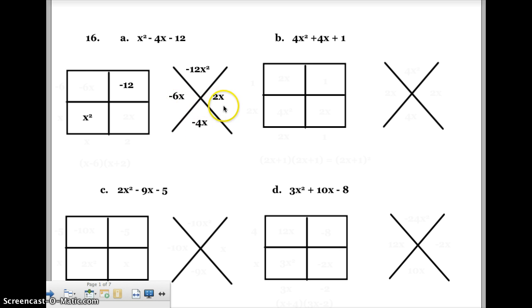Now what I do next is put these two numbers back into my generic rectangle. It doesn't matter which one goes in which box. They can be interchanged. So for this case, I guess I put the 2x down here, so the negative 6x goes there. Now we're going to factor out what I can factor out in the bottom row. Well, they both have an x term, so I'm going to factor out an x.